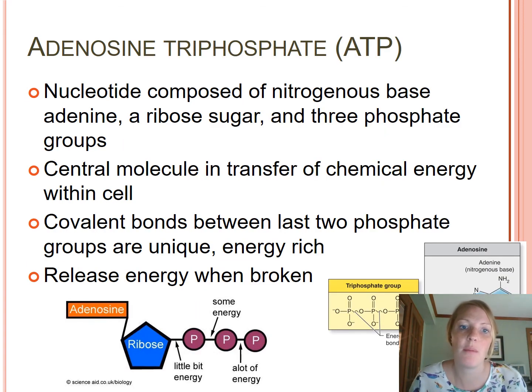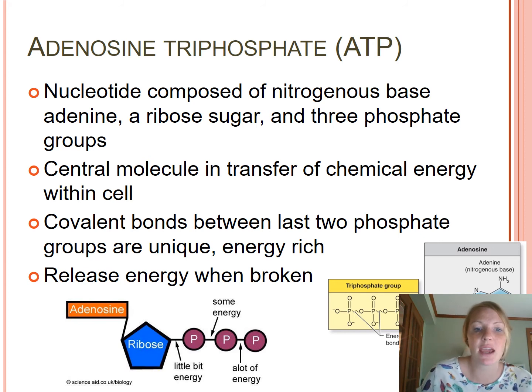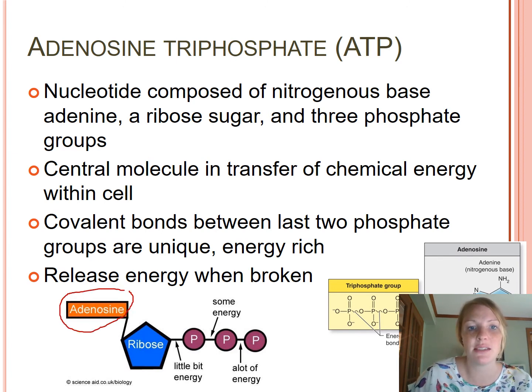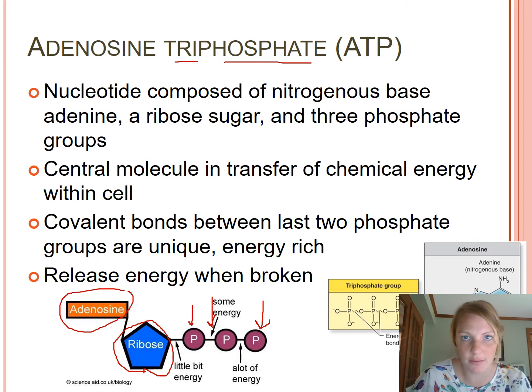So I want to talk a little bit about a nucleotide that's really important that isn't actually DNA or RNA, but it's adenosine triphosphate, or ATP. And this has adenosine attached to it, so it does have a nucleotide. So it has a nitrogenous base, our adenosine right here. It has a ribose sugar, and then it has three phosphates. So triphosphate, and adenosine triphosphate, ATP. And I'm sure you've heard of ATP before, but that's where it gets its name. It has an adenosine, a ribose sugar, and then three phosphates.